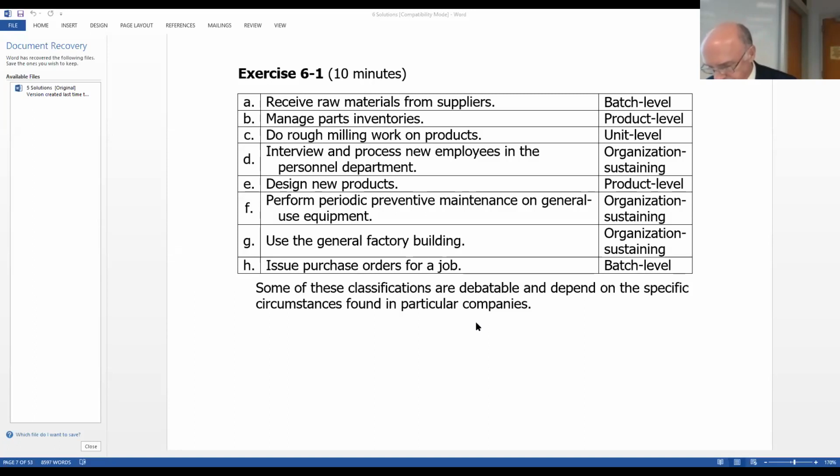Part F, perform periodic preventive maintenance on general use equipment. That would be an organization sustaining thing. You don't want to allocate that. And G, use the general factory building. That's one of my favorite examples of organization sustaining. You don't want to allocate that. Part H, issue purchase orders for a job. That would be a batch processing system. That's it for that one.